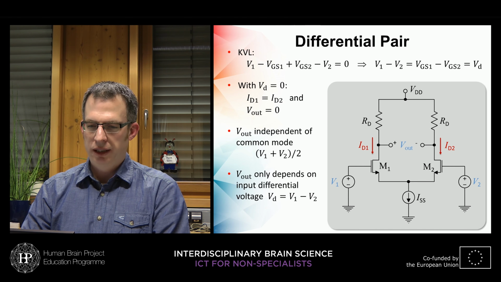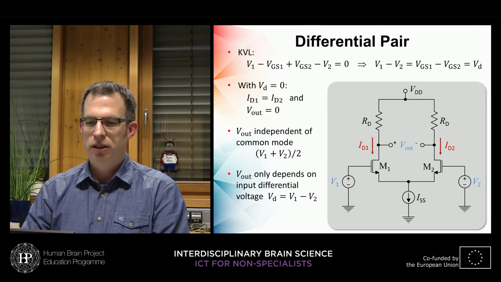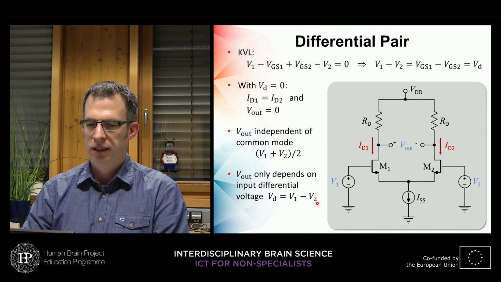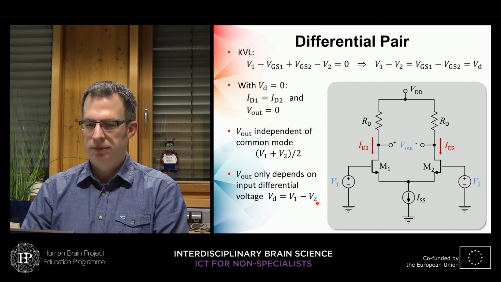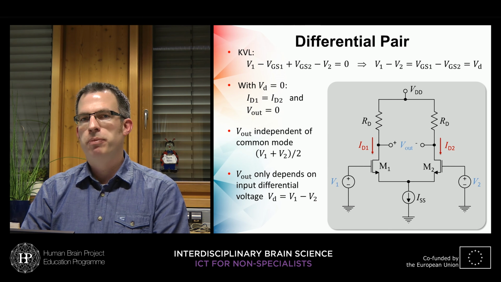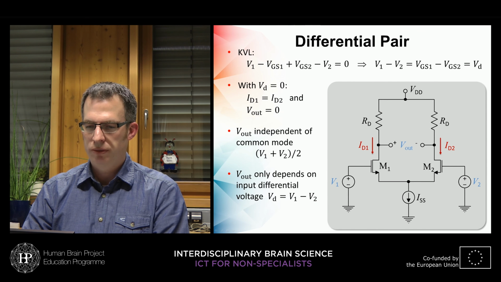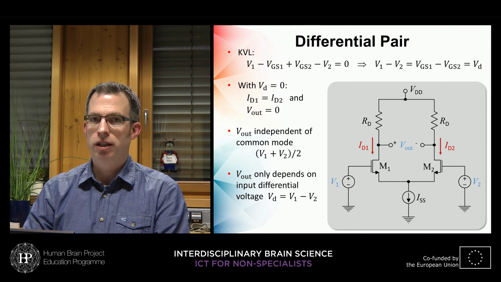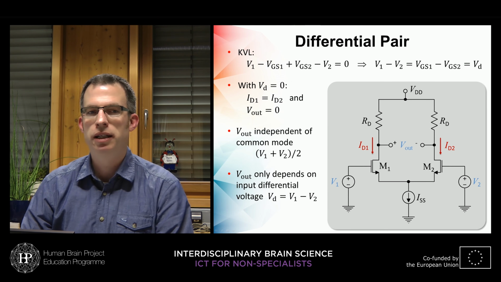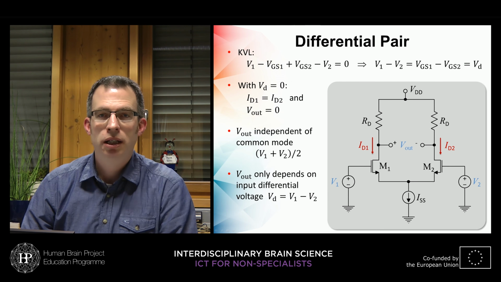So in the end, our output voltage only depends on the input differential voltage VD, which is V1 minus V2. And so that's already what makes up the biggest advantage of this circuit. So we have sort of an amplifier for an input voltage, a differential input voltage that transfers this by means of these transistors and the resistors to an output voltage. And by changing the values or choosing the values of these resistors, we can adjust this amplification.